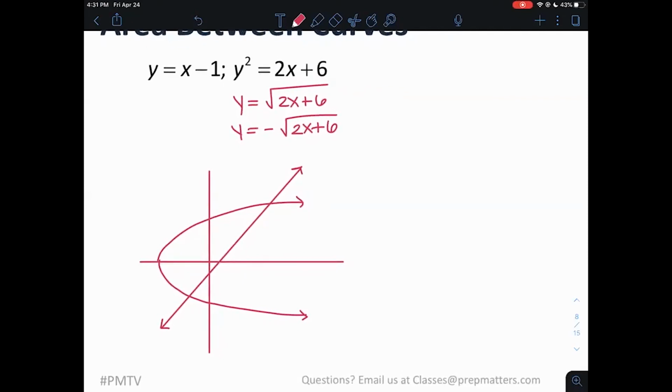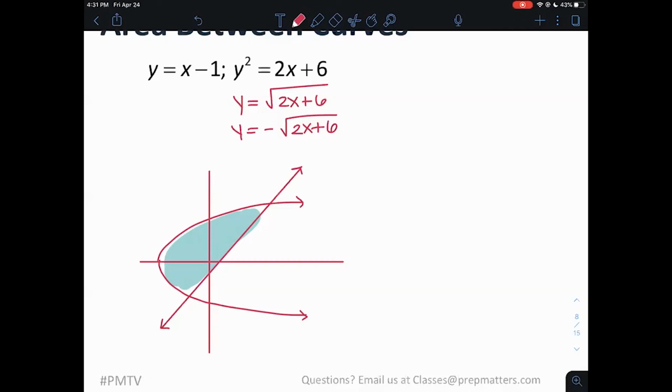Now from here, this is what we're trying to do. We want the area of the region bounded by our 2 curves. This does not have an explicit upper curve, lower curve, left bound, right bound when we're thinking about all of this in terms of x.